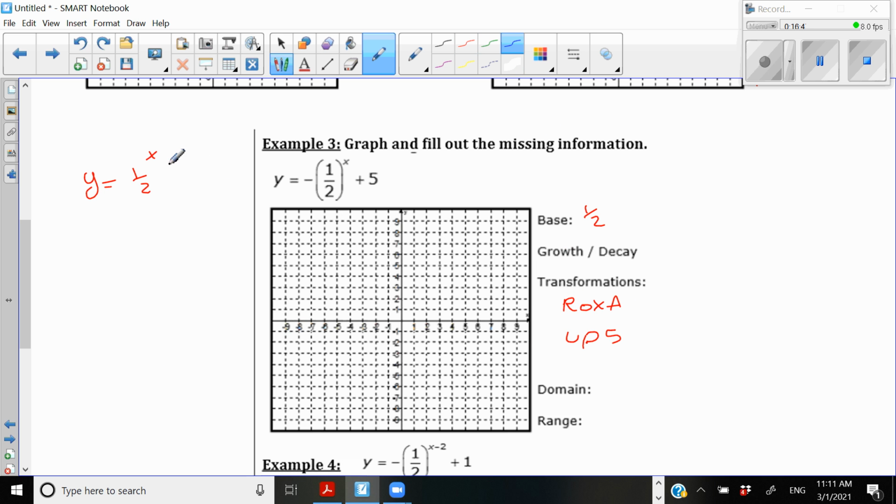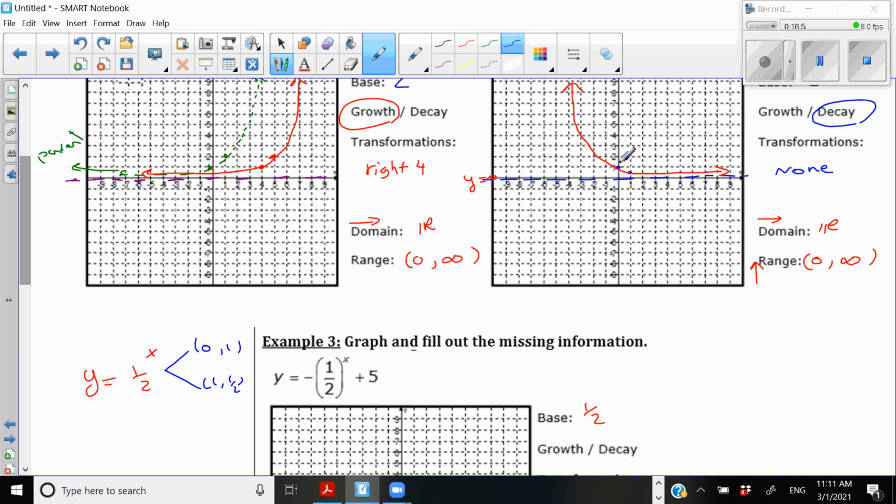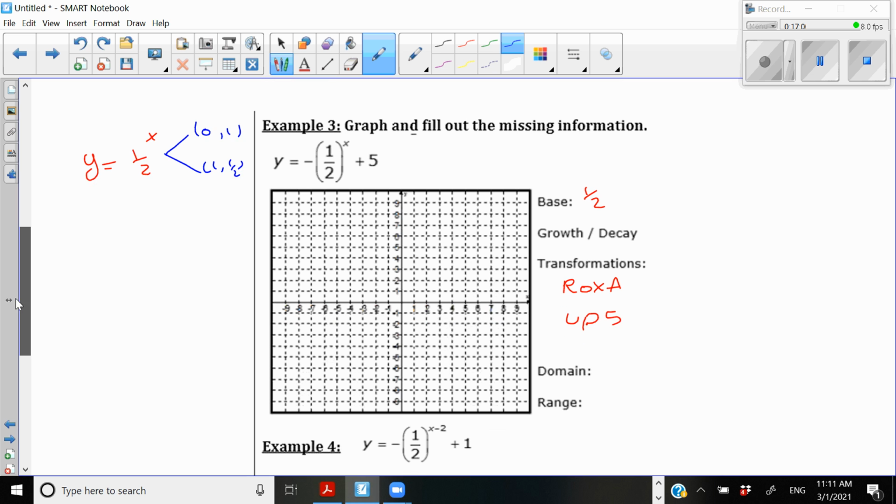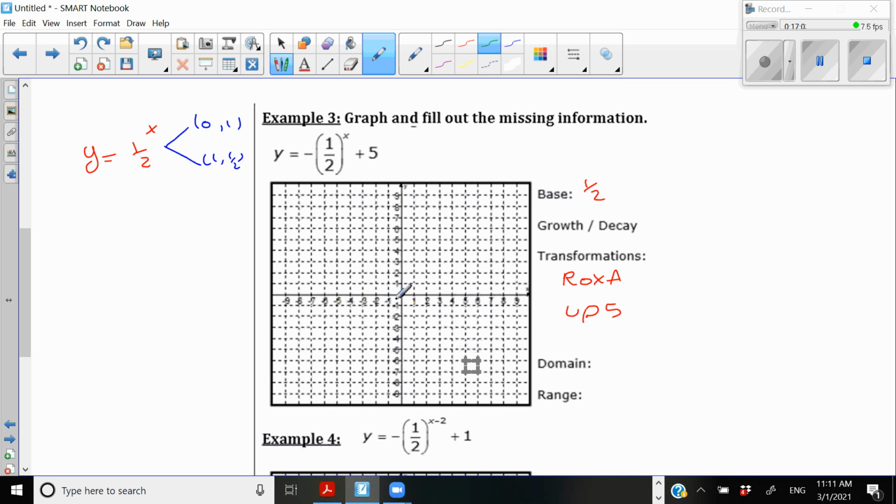Now let's see what is happening here. Graph of 1 over 2 to the power of x. The parent function has these 2 points, 0 and 1, and 1 and 1 over 2. It's the same thing that we just graphed here. So this is our parent function. I'm going to graph it first here. 0 and 1, 1 and 1/2. I graph it with a dotted line because this is not the function that I want to graph. It's just the parent function.